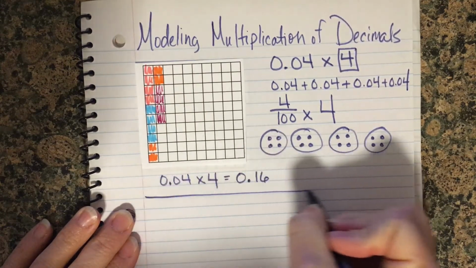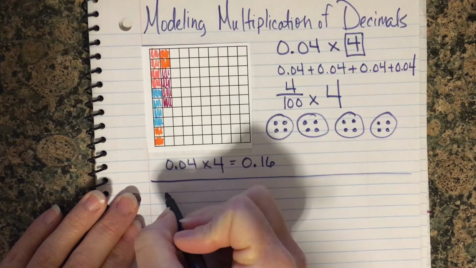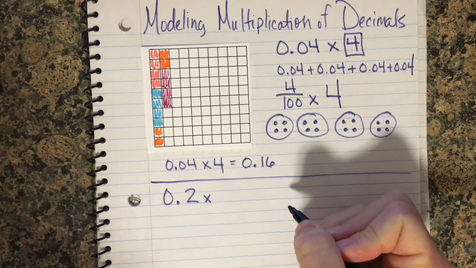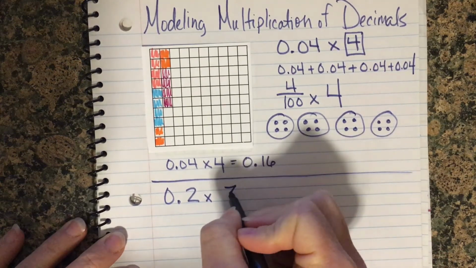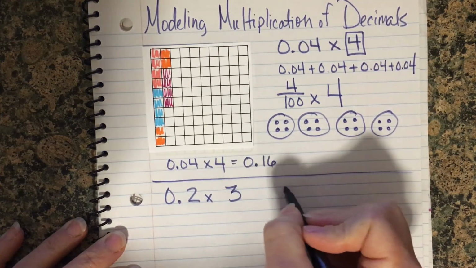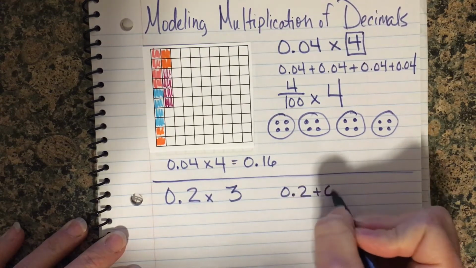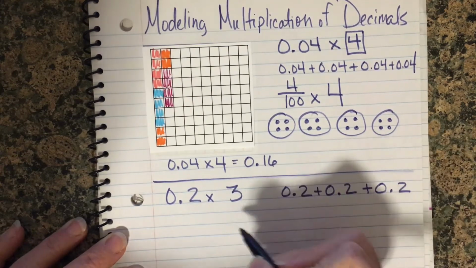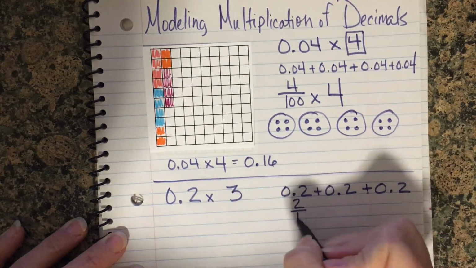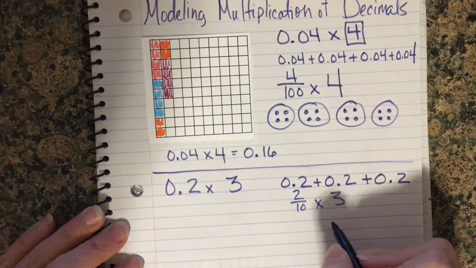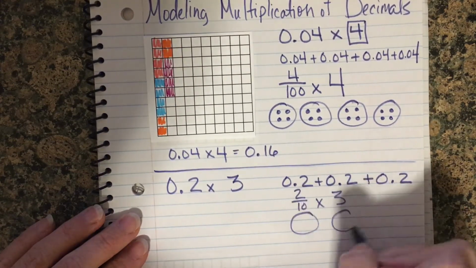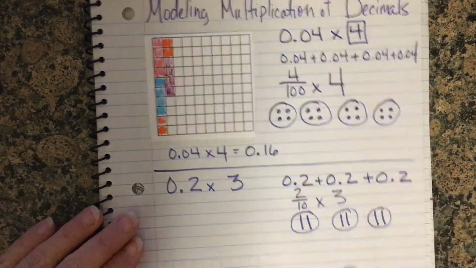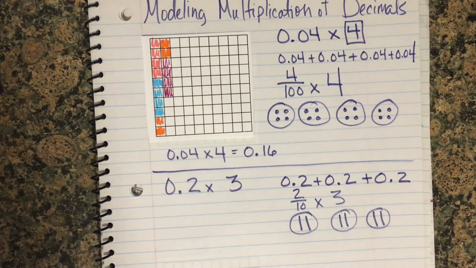Another way you'll see, let's say I have 2/10 times 3. Again, I could do 2/10 plus 2/10 plus 2/10. I could show 2/10 times 3 this way. I could do 3 groups with 2/10 in each group.